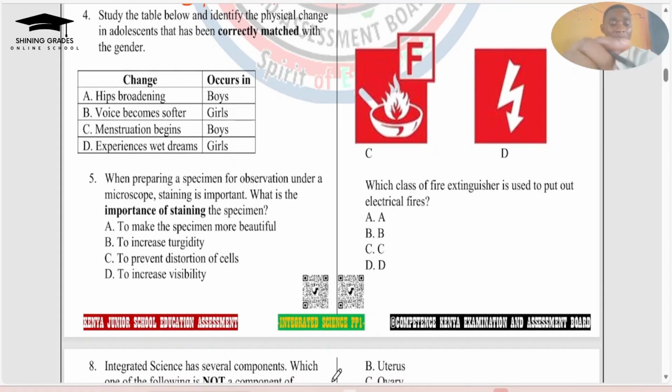Hips broadening is a change that occurs in girls. Voice becoming softer is a change that occurs in girls. Menstruation beginning is a change that occurs in girls. And experiencing wet dreams is a change that occurs in boys. So learners, the correctly matched change is voice becoming softer, a change that occurs in girls.